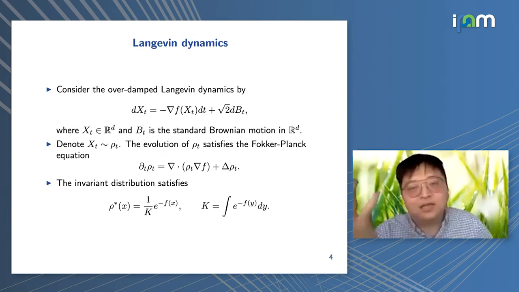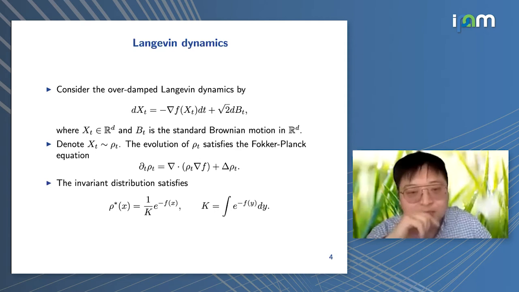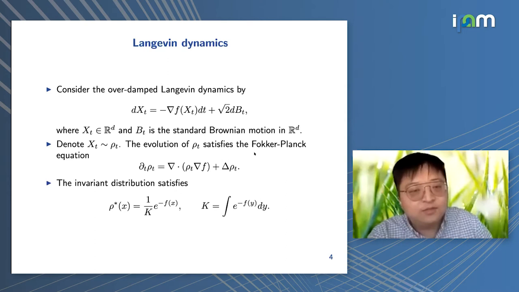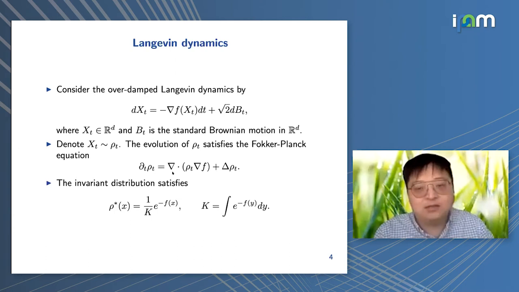Now, let's look at this dynamics. In other words, we look at this probability transition equation. We rewrite this SDE in terms of the so-called Fokker-Planck equation, using the Kolmogorov forward operator. If I represent Xt by its probability density function, and I write down this evolution equation, it is the so-called Fokker-Planck equation.